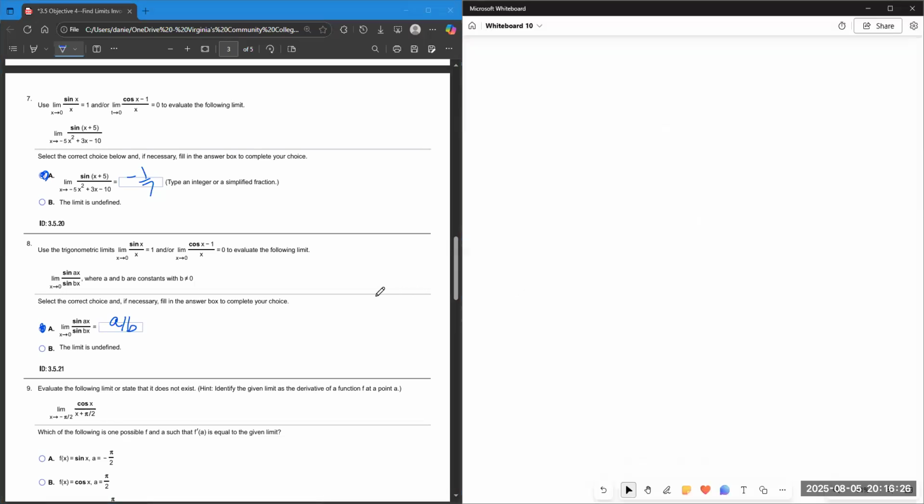These last few problems are going to be a little harder. You're going to need to know some trig identities and remember your limit definition of your derivative and things like that. So, all right.